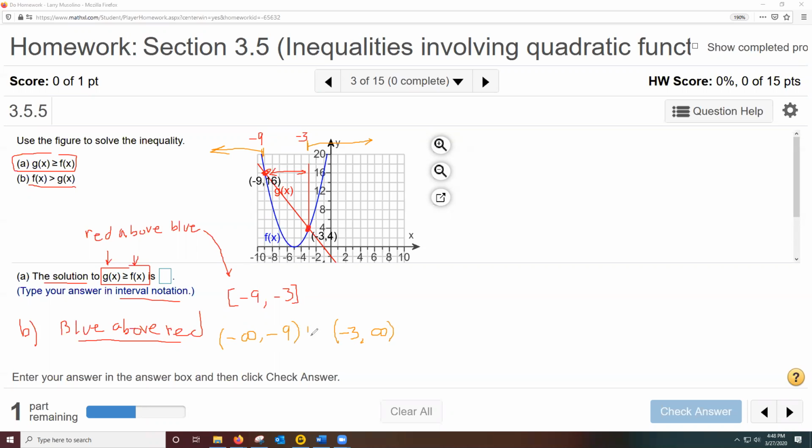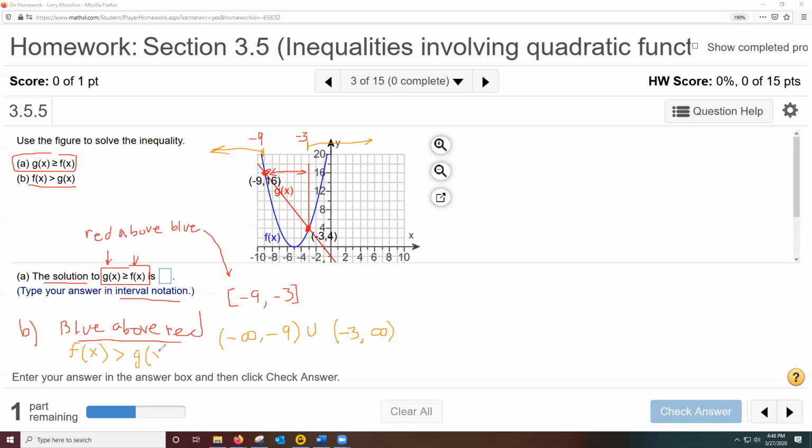And we put a U in between to represent the union of those two intervals. And the reason I'm putting parentheses on the -9 and -3 is this part of the problem said f of x greater than g of x. It didn't say greater than or equal to, it just said greater than.